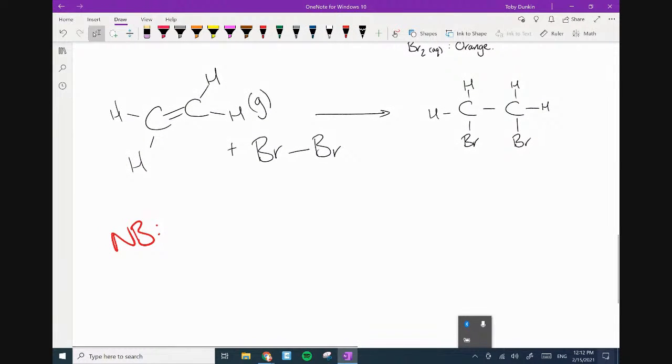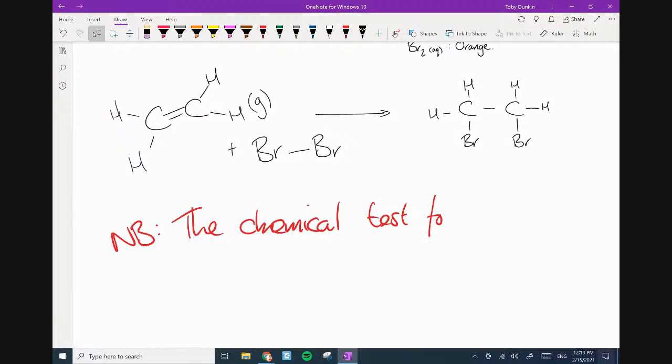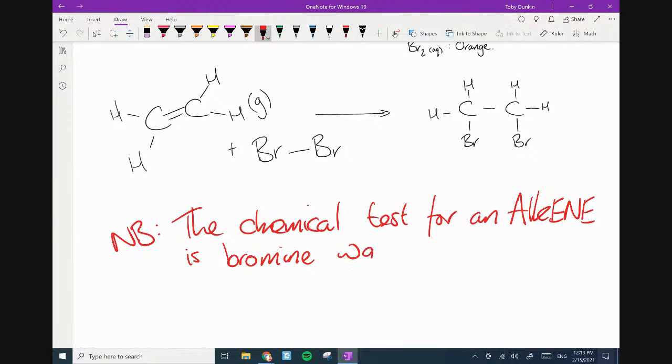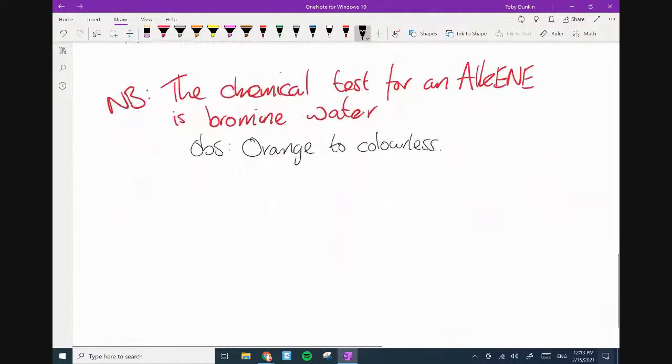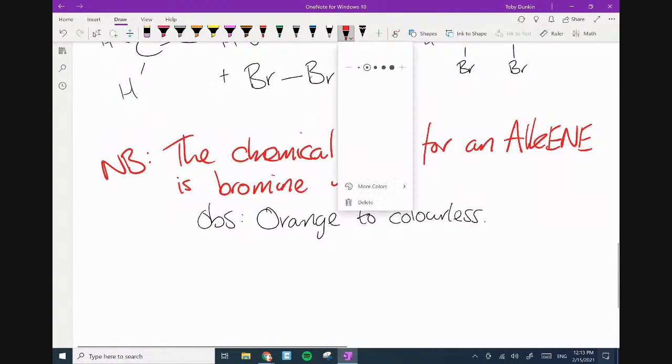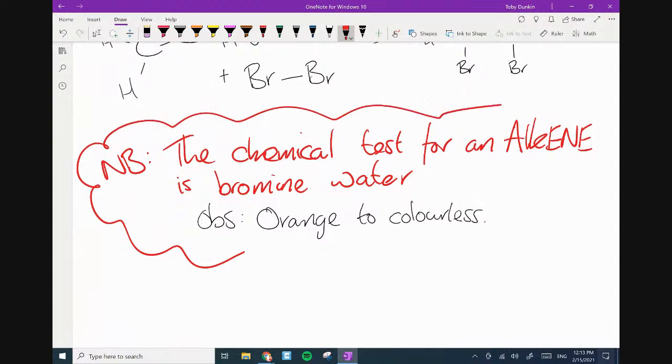So we've got nota bene. So the chemical test for an alkene is bromine water. Yes, perfect. And the observation which we know they're going to ask for is orange to colorless. Love it. Do not say clear. Clear means you can see through it. You can see through the bromine water already. It's just a clear orange. It's orange to colorless.